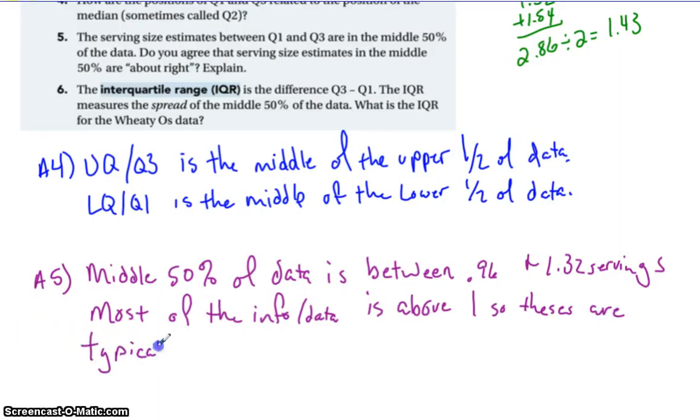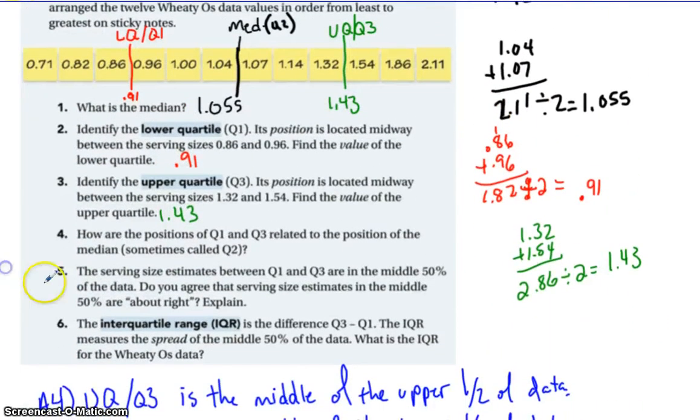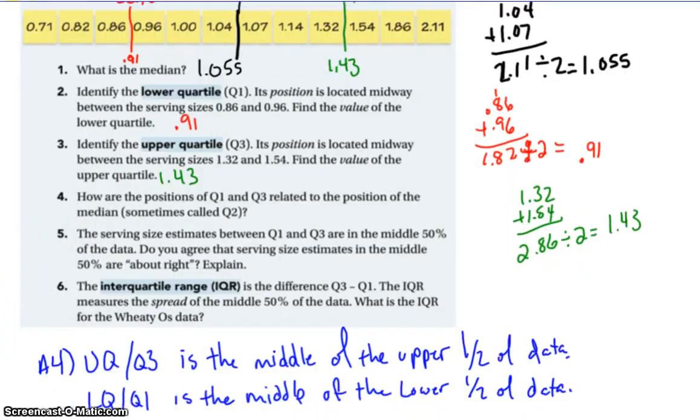And what I mean by that is that since half of the information comes between 0.96 and 1.32, and a large majority of those data points are actually above 1, then we could say that the middle 50%, or the interquartile range, is what is typical. All right, so now we are going to find the interquartile range. A6 says that the interquartile range is the difference between Q3 and Q1. The IQR measures the spread of the middle 50% of data. What is the IQR for the WDOs?